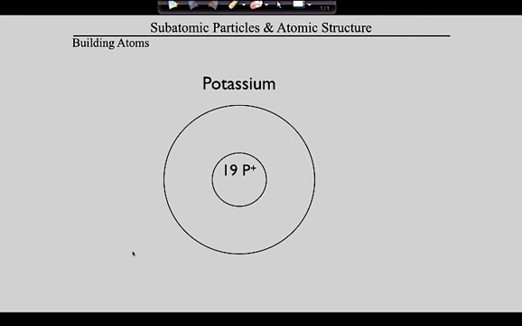So if there's 19 protons in the nucleus, what does there also have to be 19 of? Electrons in orbit, because the protons and the electrons balance each other out.